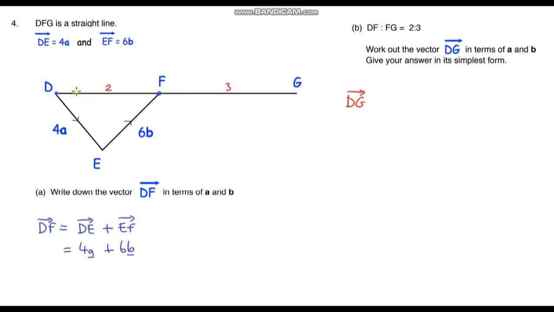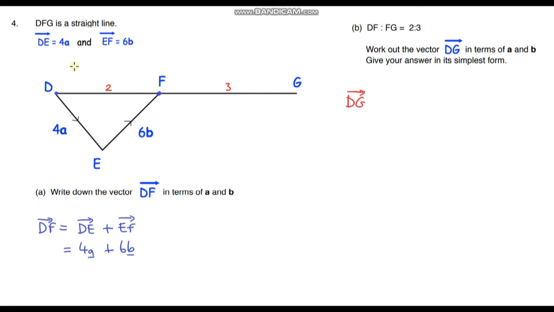So we know the vector DF, we just calculated that, and we can see that DG is parallel to DF because they are on the same line, so it has to be parallel. So DG is just a scaled up version of DF. Okay, so how many times bigger is DG compared to DF? So how many times bigger is this line compared to the shorter line?